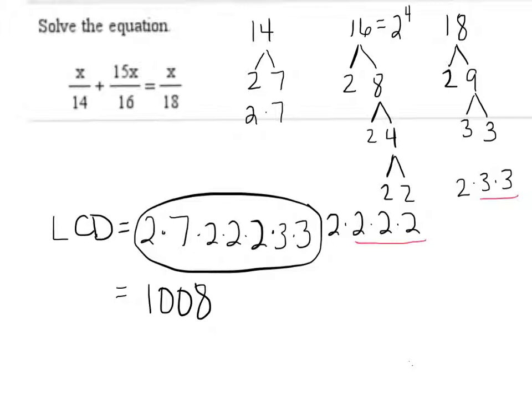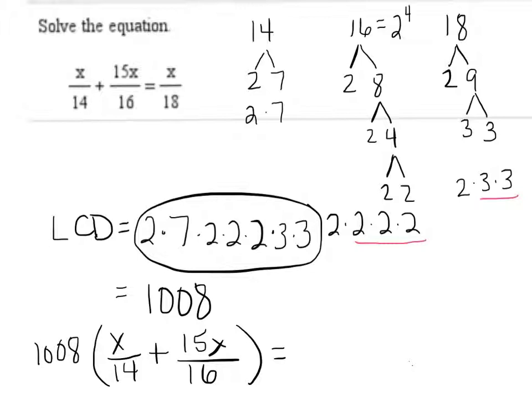So what we're going to do to this equation is multiply both sides by 1008. And on this side, since we have 2 terms, we need to distribute that. And on this side, we only have the 1 term, so I don't necessarily have to put it in parentheses. But when I distribute it, I'm going to rewrite this so I can show you.